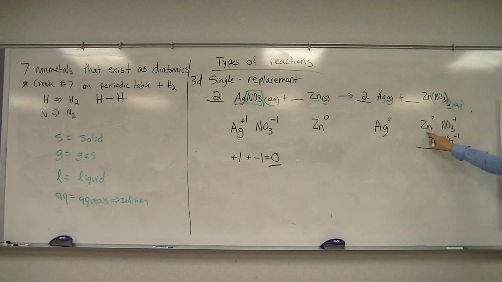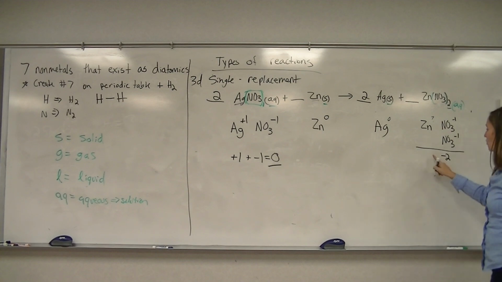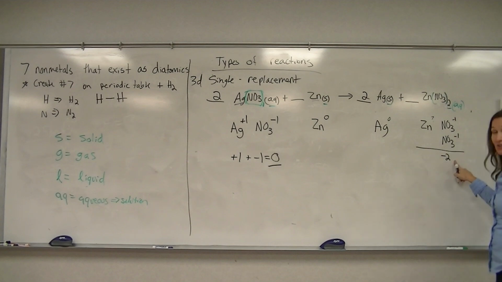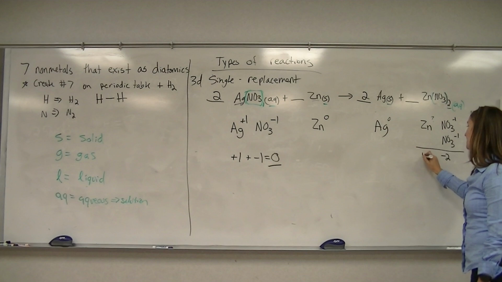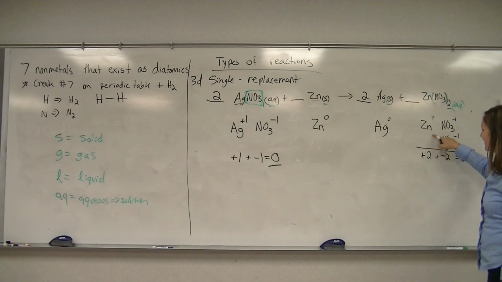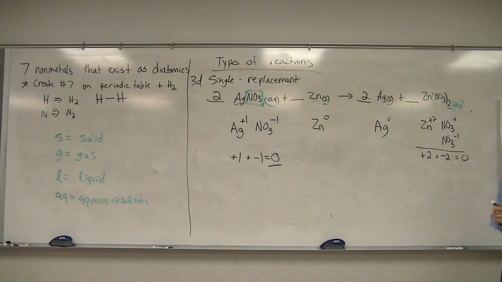So 2 NO3s and 1 zinc. My total on the negative side is going to be -2, 1 from each of the NO3s. So what am I going to have on the cation on the positive side to cancel out that -2? -2 plus a +2 will give me 0. So that means the charge on this zinc, since there's only one of them, has to be +2 to offset both of those NO3 ions.